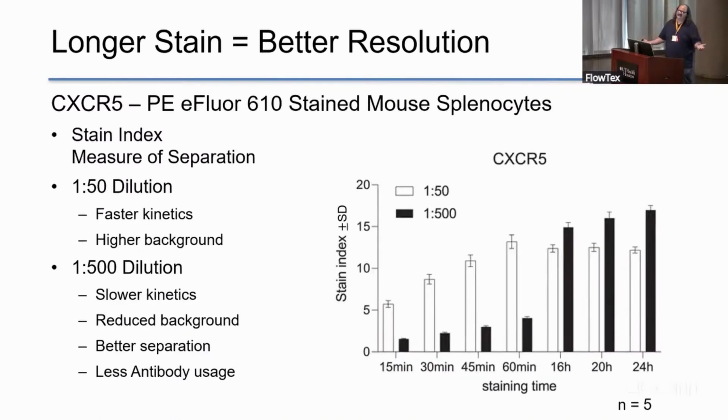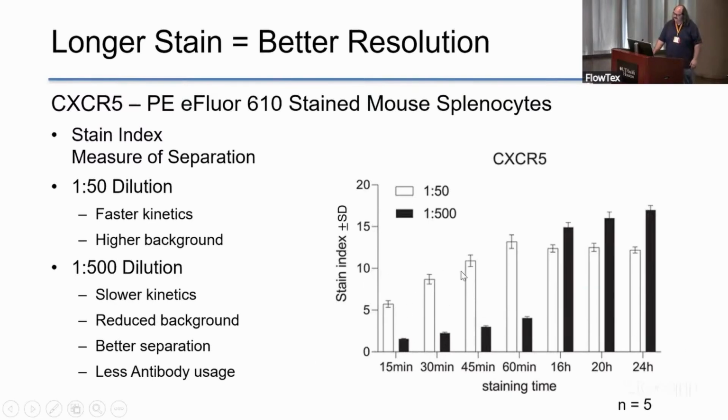Whenever, as a flow cytometrist, we of course had to do some stain index. And so I just wanted to show you the graph from there where they did the stain index for the 1:50, with overnight on the right and the short term on the left.